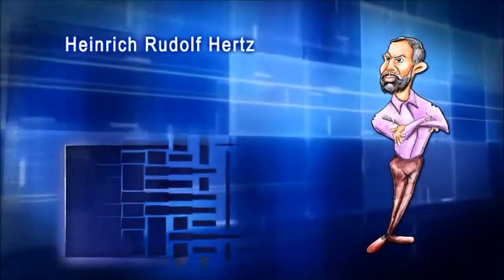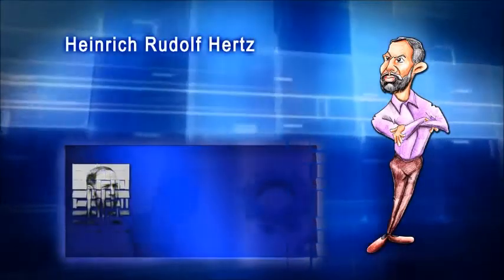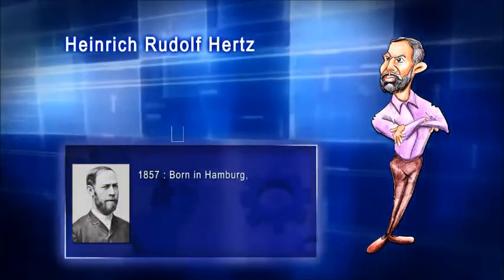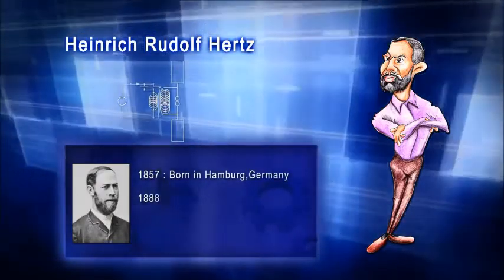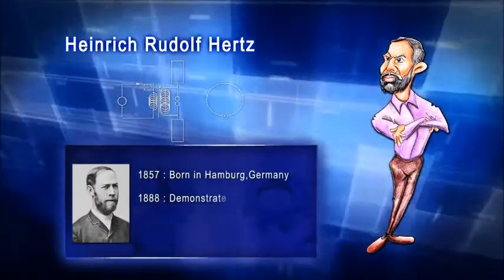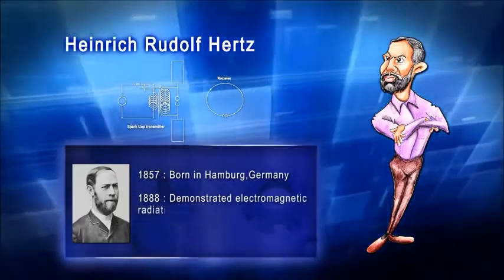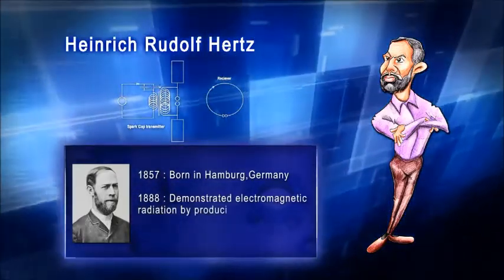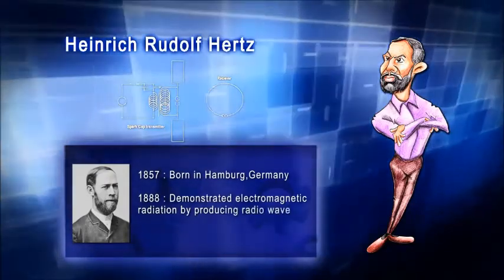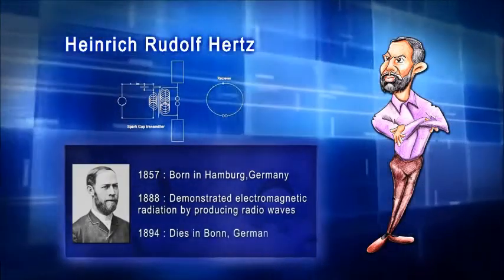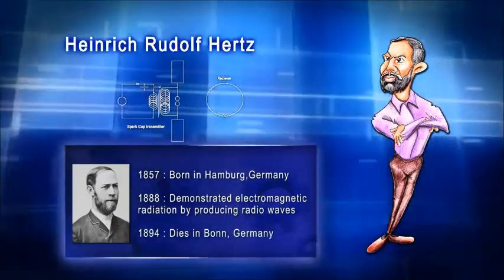Heinrich Hertz was the first to send out and receive radio waves. He was born in 1857 in Hamburg, Germany. His breakthrough led to the invention of the radio. He proved that radio waves are electromagnetic in nature. The frequency of radio waves was named Hertz in his honor. He died in Bonn, Germany in 1894.